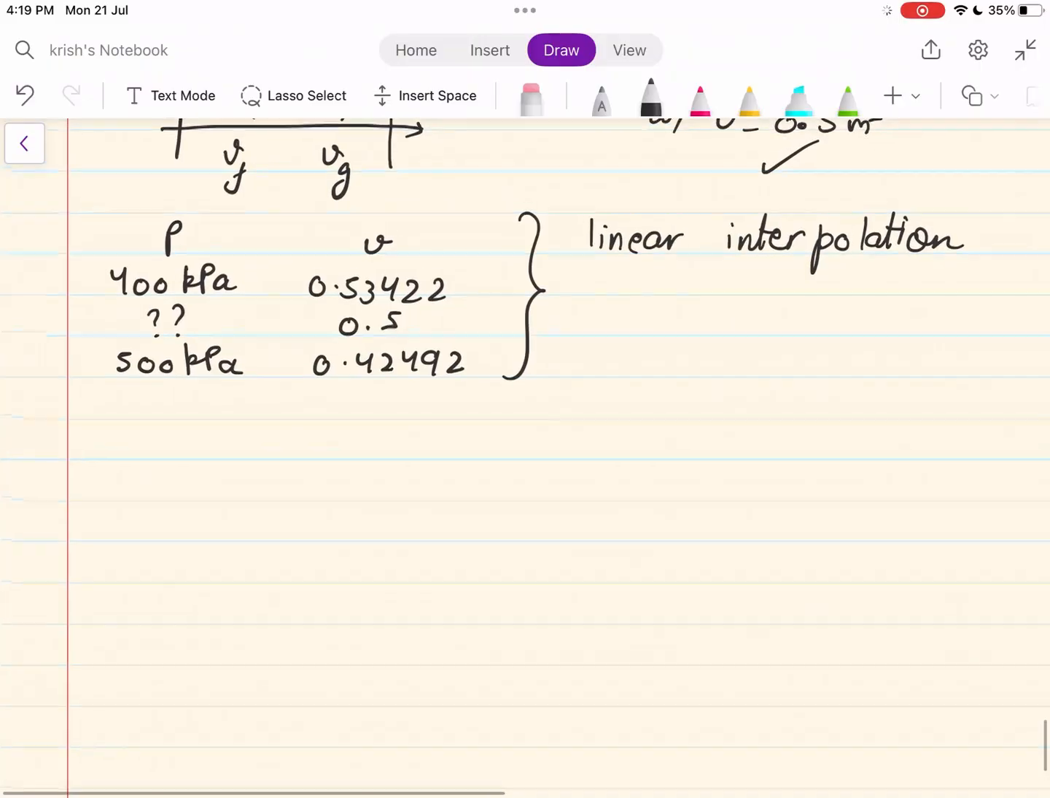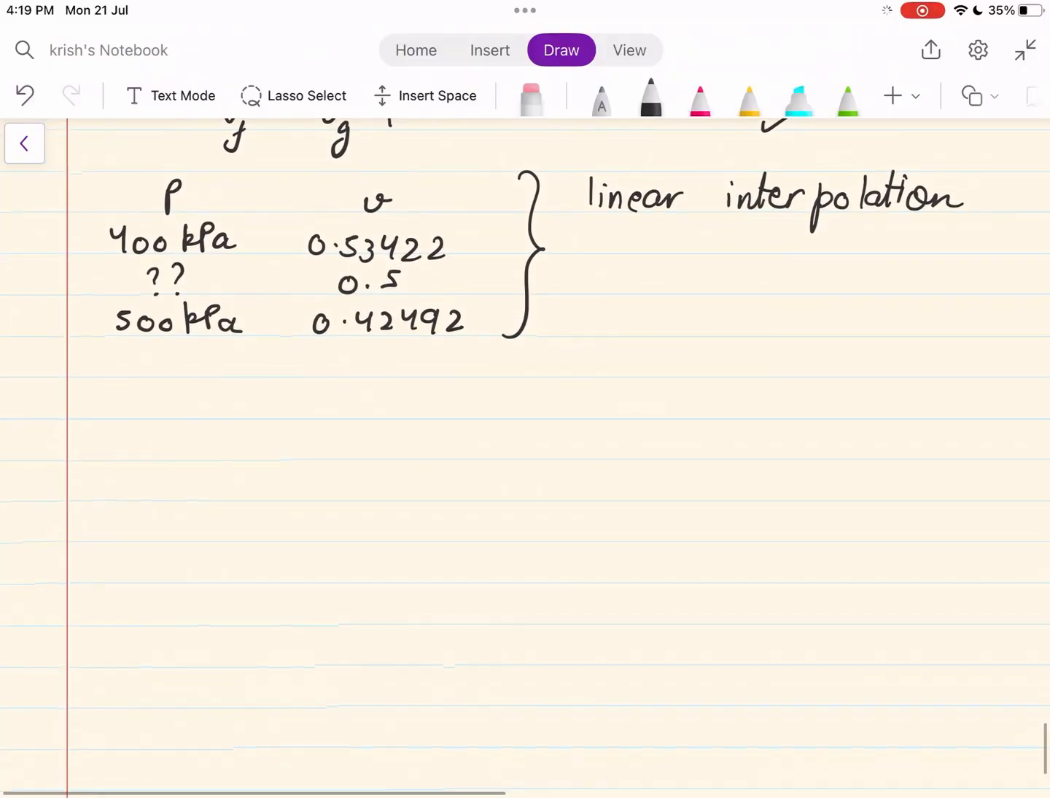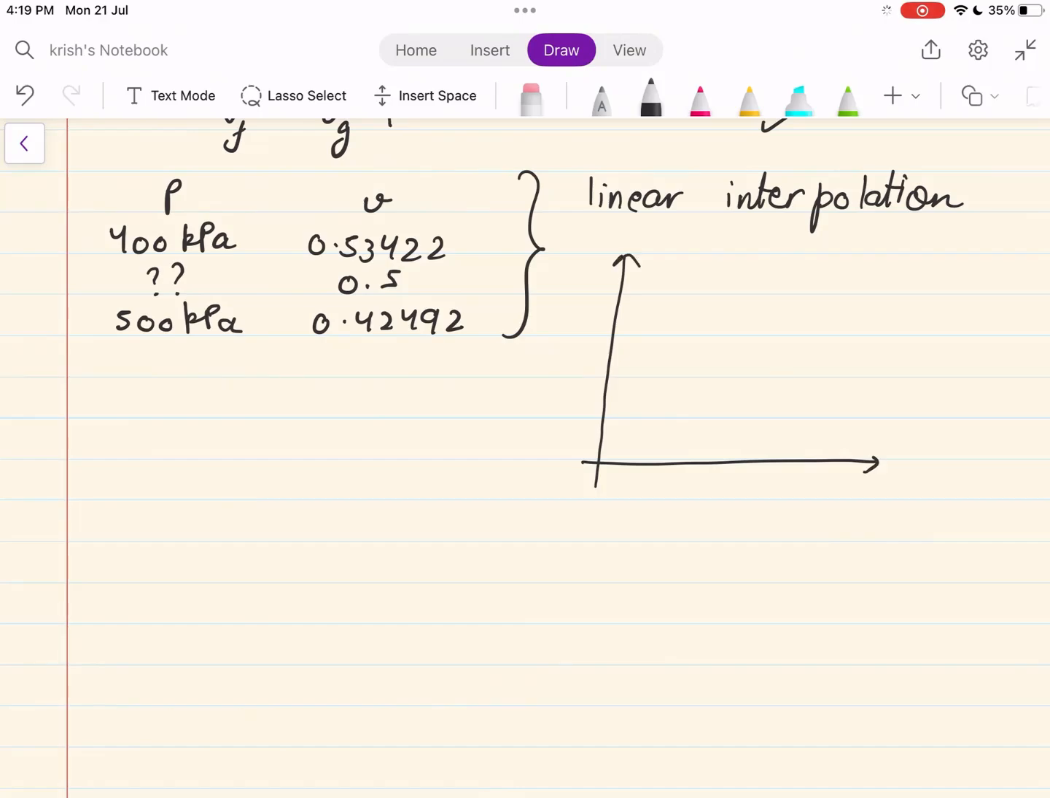Basically, we use unitary method. What I like to do is imagine it as an equation of a line. Keep in mind that this is not the same PV graph that you are used to. This is something else entirely. So, at a pressure of 400 kilopascal, actually it will be the other way around.